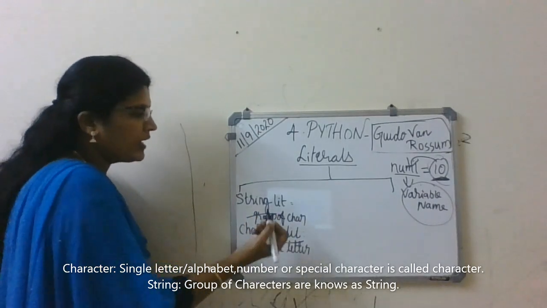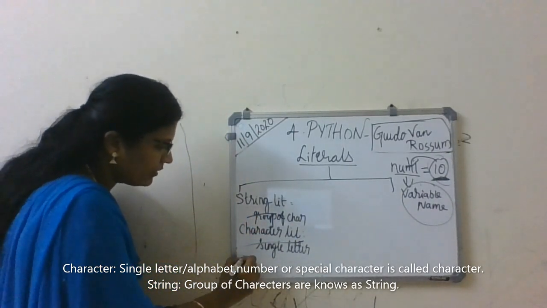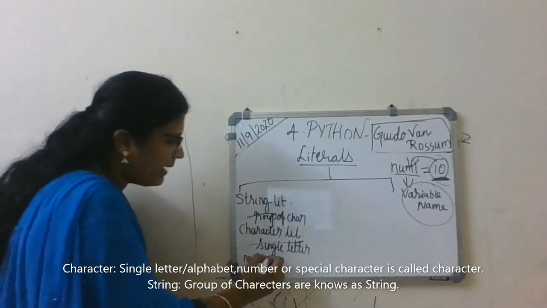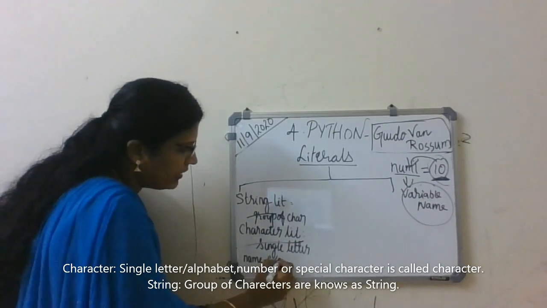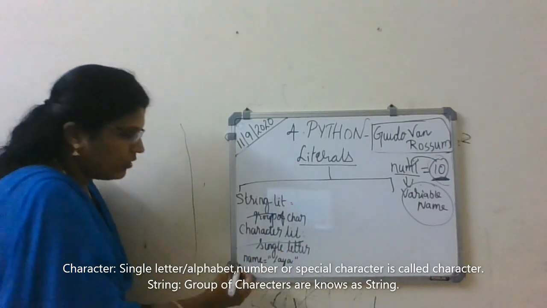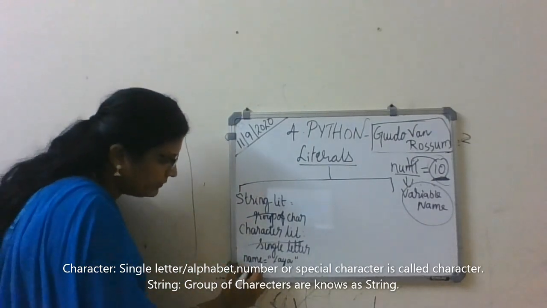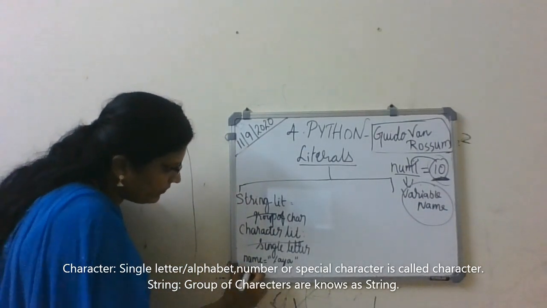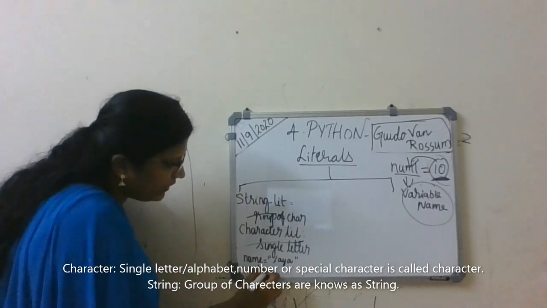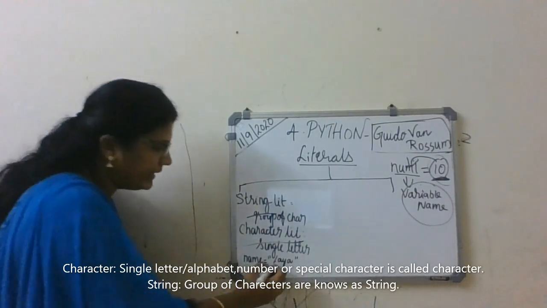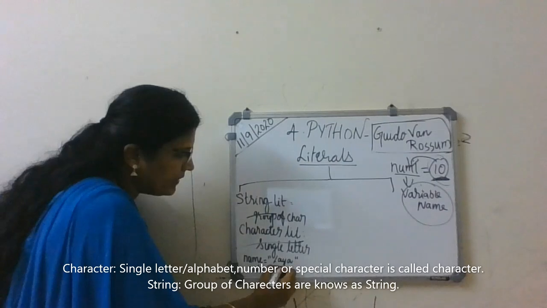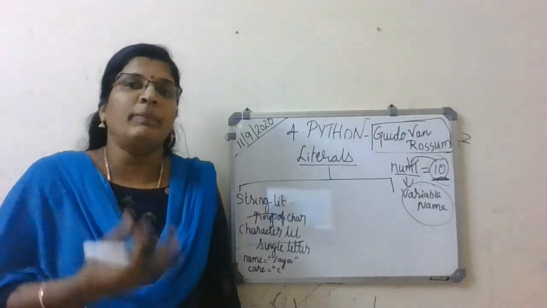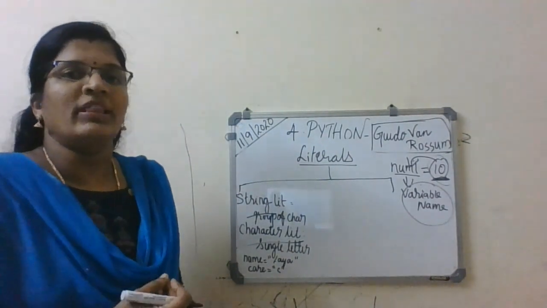For string literal, you can say name is equal to, within double quotation, I am writing Laya. It's a name. Then another one I am giving, another variable name, it can be anything. So I am taking char is equal to, I am giving a single letter, C. I'm giving it in double quotation. You can give it in double quotation, single quotation, or triple quotation. That's what you can do with Python.